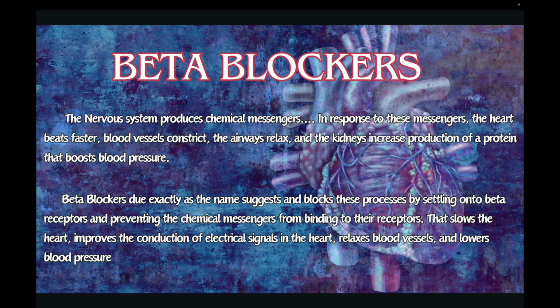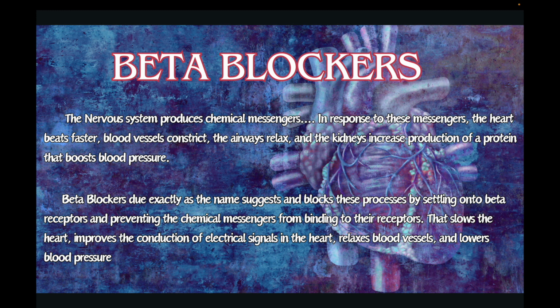All right, beta blockers are up next. This is your class 2s. So the nervous system produces chemical messengers. Those messengers get sent out. Your heart beats faster, your blood vessels constrict, airways relax, kidneys have increased production of protein that boosts blood pressure. All these things happen. What are beta blockers doing?